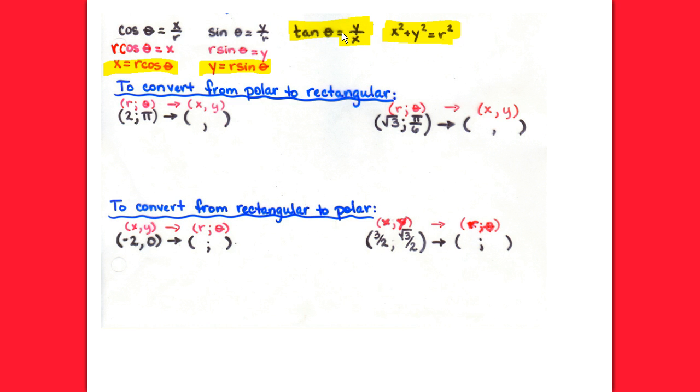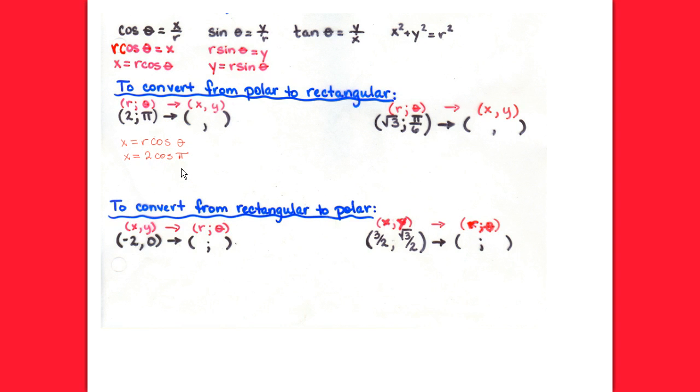Okay, so let's start with, what if I have an r, theta, and I want to convert it to xy. So I want to convert from polar to rectangular. Then I need to use the formulas for x and y, right? So let's start with x. They told me that x is equal to r cosine theta. So since r is 2 and theta is pi, we'll come down here, and in the place of r, we'll put 2, and in the place of theta, we'll put pi.